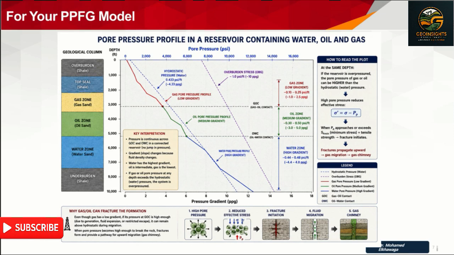As pore pressure increases, effective stress decreases according to the relationship between total stress and pore pressure. If the pore pressure becomes sufficiently high to overcome the minimum principal stress and the tensile strength of the rock, fractures can initiate. These fractures then provide pathways for the gas to migrate upward through the overlying formations. Continuous gas migration can eventually develop what we call a gas chimney.